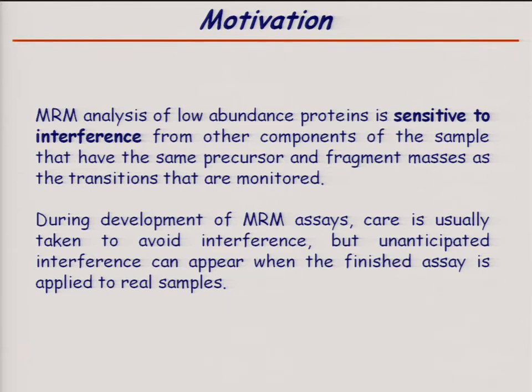So as I mentioned, the motivation for looking at interference is that even when you develop the MRM assay, you look for interference and you analyze a lot of samples, looking at different concentrations. When you finally apply the method to real samples, you can get interferences that you don't anticipate, that you never saw while you developed the assay. Also, when you move the assay to a different lab, you can get different interferences.